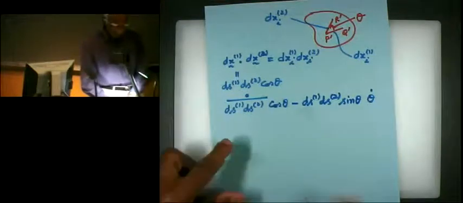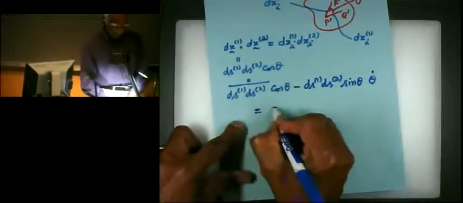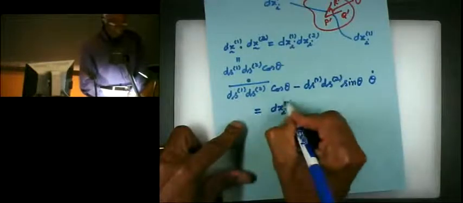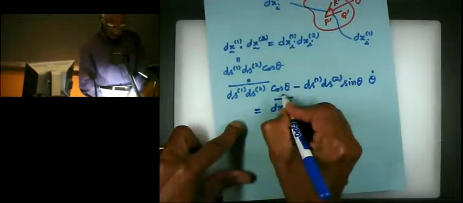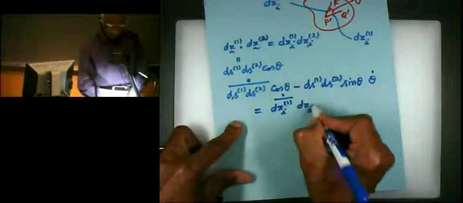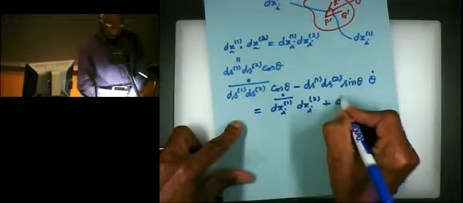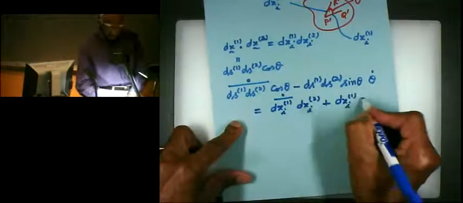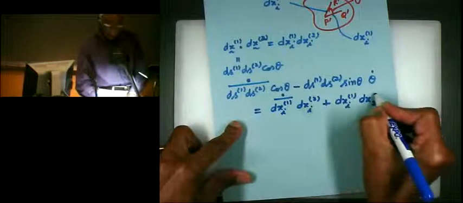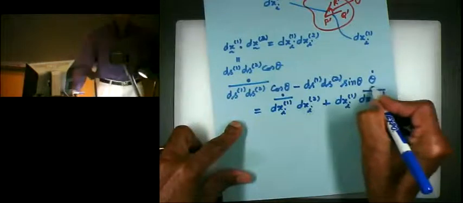equals the derivative of dxi1 times dxi2 plus dxi1 times the derivative of dxi2. Chain rule of calculus: differentiate the first function, keep the second as it is, plus the derivative of the second, keeping the first as it is.